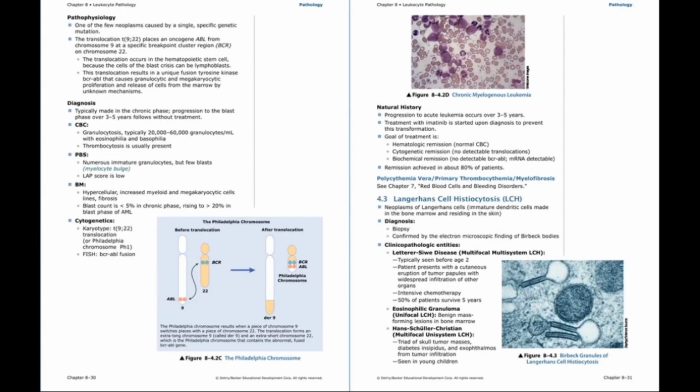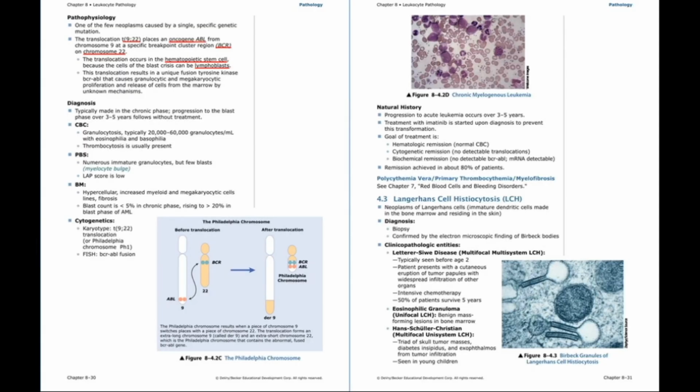CML is one of the very few neoplasms caused by a single specific genetic mutation. The 9;22 translocation places an oncogene, ABL, from chromosome 9 to a specific breakpoint cluster region, BCR, on chromosome 22. This translocation occurs in the hematopoietic stem cell line. The blasts of this crisis can be lymphoblasts as well as myeloblasts. So this is one of the really important facts to carry into the exam.